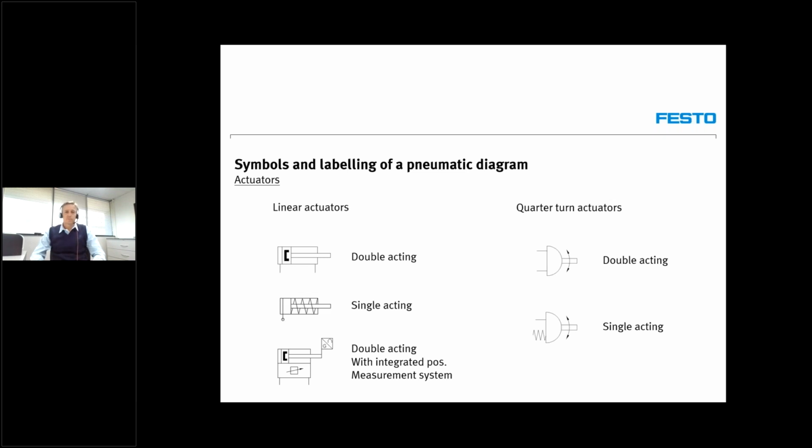Okay. Some further questions here. How long do air hoses last before failure or leaks set in?